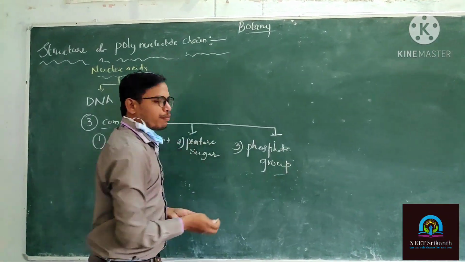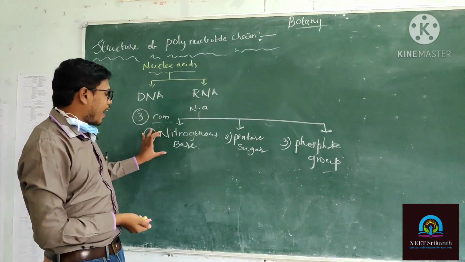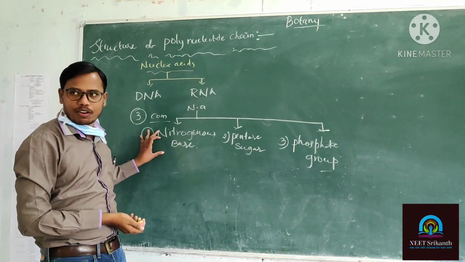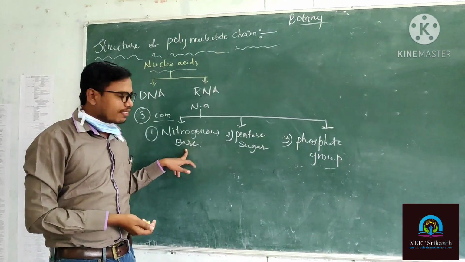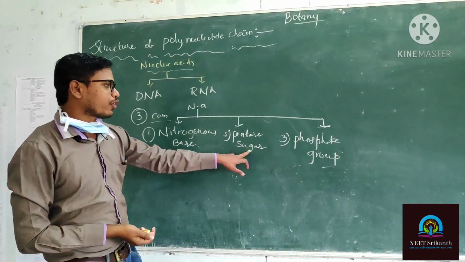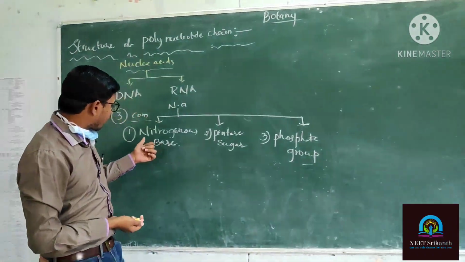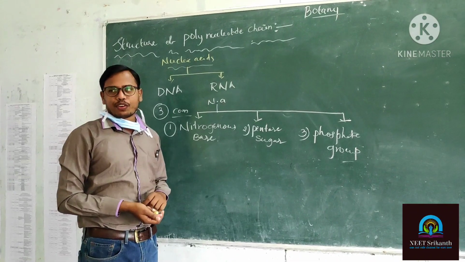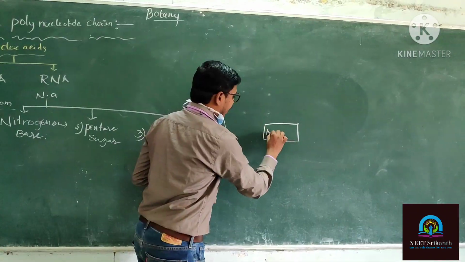How many chemical components are present in DNA and RNA? The nucleic acids are made up of three chemical components. First one is nitrogenous base, second one pentose sugar, and third one is a phosphate group. First of all, we are going to discuss the nitrogenous base. What is that? Nitrogenous base.